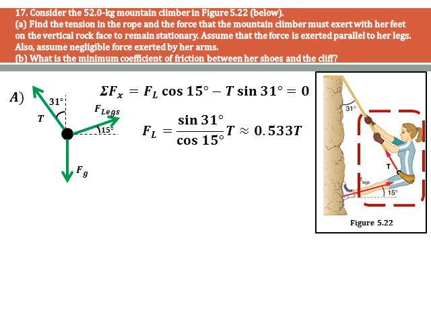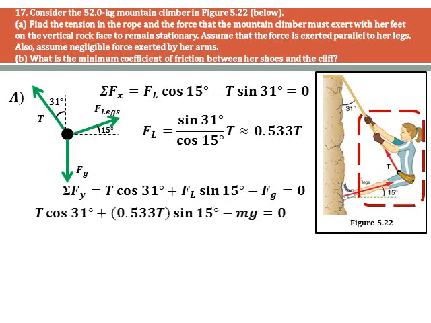Alright, well that gives us the x direction, but we got two variables, so we need another equation. We go to the y direction and look at the y component of tension, which is cosine of 31 degrees, and then the y component of the force being supplied by our legs is sine of 15 degrees. Minus the force of gravity downward is going to be equal to 0. So we plug in our numbers, we rearrange a little bit here. The force from her legs, well, we already found to be 0.533 times the tension, so we plug that in here. And then the force of gravity is mass times gravity.